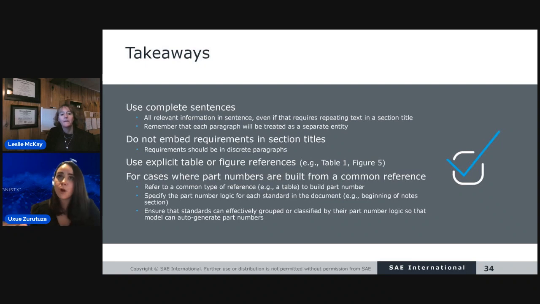So to wrap up, a few takeaways of this section: use complete sentences with full meaning. Do not embed requirements in section titles. Also use explicit table or figure references. And lastly, as I was mentioning for part number generation, contain the logic in the table if possible, and specify that logic and make it super simple and consistent in the cases in which it is, so that we can auto-generate that information and those part numbers.